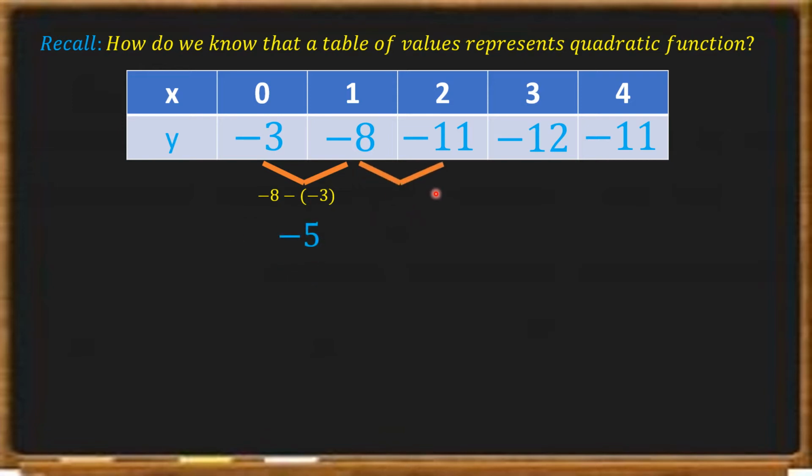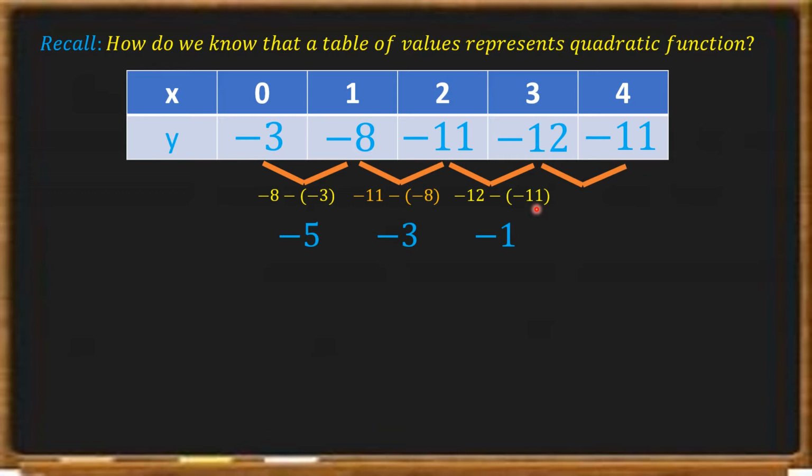Okay, for the second one, negative 11 minus negative 8. So this becomes plus 8, negative times negative, so positive 8. Negative 11 plus 8, so this is negative 3. Different signs. Okay, for the third one, we have negative 12 minus negative 11. So this becomes plus 11. So negative 12 plus 11, so it's negative 1.